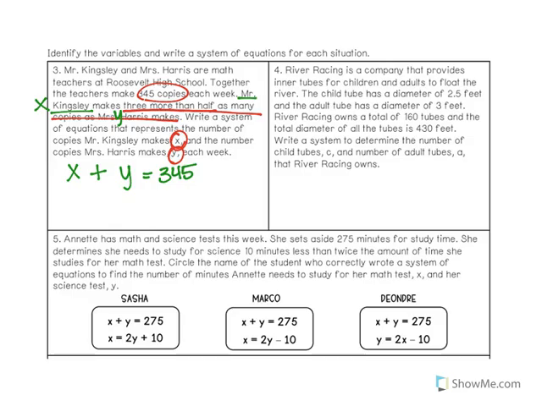Then we also know that Mr. Kingsley, x, makes 3 more, so we're going to add 3 to half as many as Mrs. Harris. So we're not actually changing him, we're identifying that he is equal to half of Miss Harris, which was y, plus 3 more. And in this case, I also identify that x was Mr. Kingsley, so Mr. K, and y was Mrs. Harris, so Mrs. H, and it's the number of copies they make.